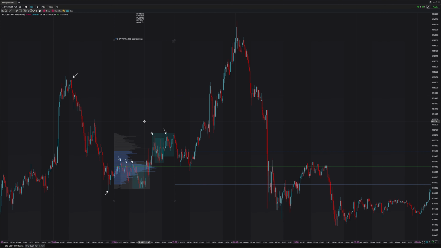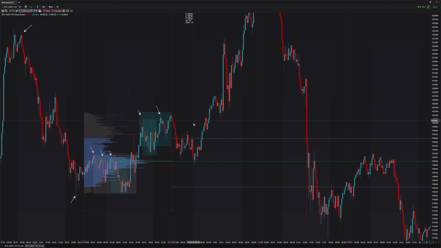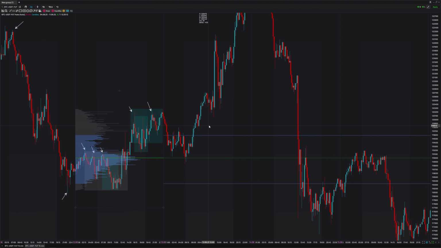Remember, we're not talking about entry models here. The focus is on how price reacts to volume zones and how you can integrate this method into your own trading strategy. For some traders, this approach can be very useful.